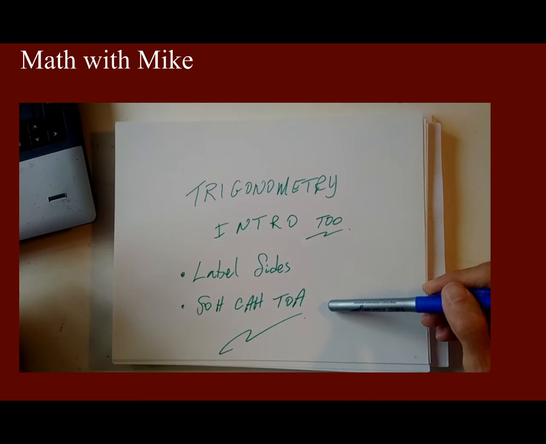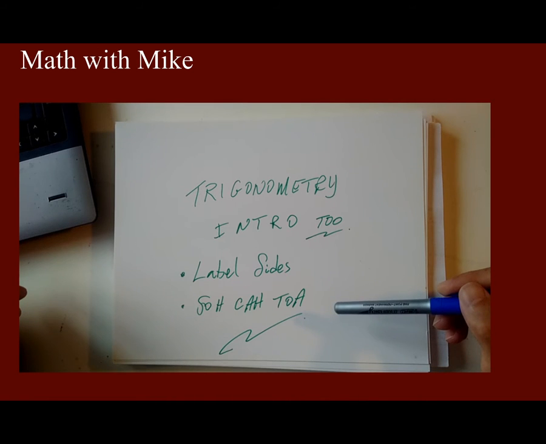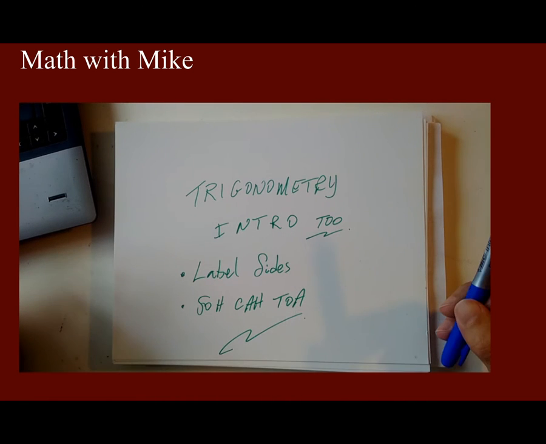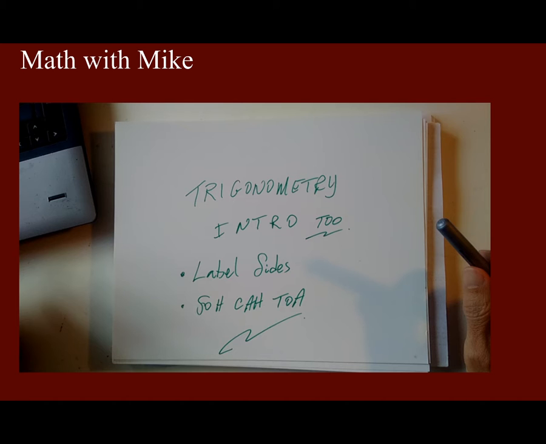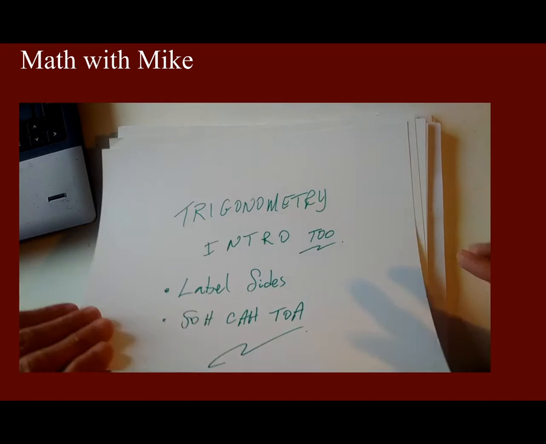And the second thing is we've got to take a look at this memory device, this thing called SOH CAH TOA. It helps remember what to do with all those sines, cosines, tangents, and remember cosecant, secant, and cotangent as well, should they come up. So let's take a look at the labeling first.